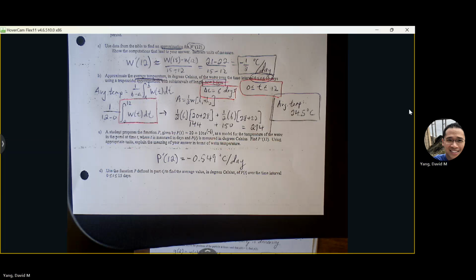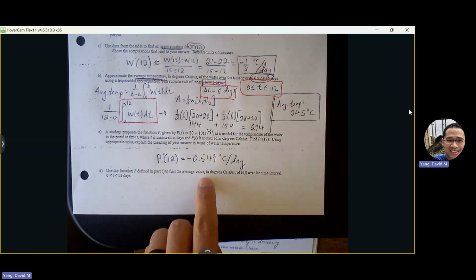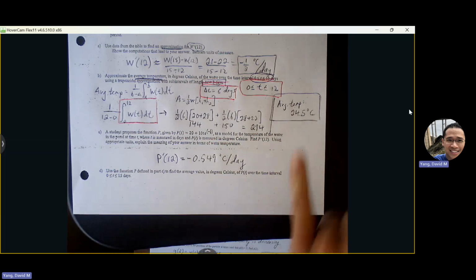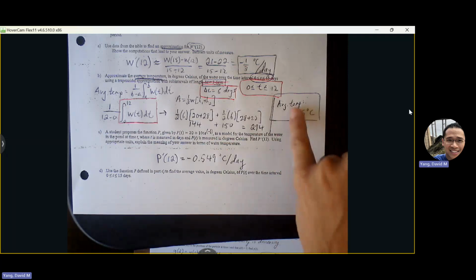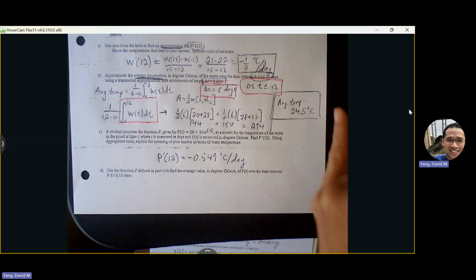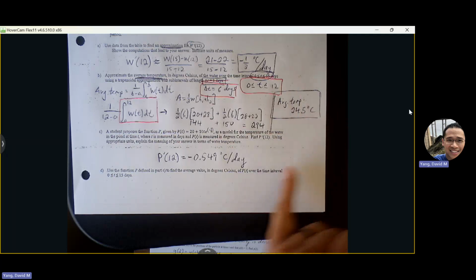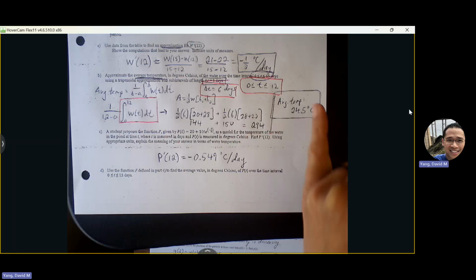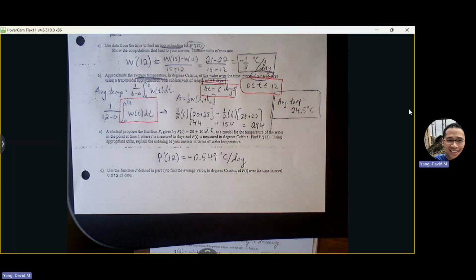All right, part D, use the function P to find the average value. So we're going to be trying to get the same data as part B, but potentially more accurate. Here we saw that the average temperature is 24.5 degrees, and here we should be getting something in that range as well, but just a more accurate version of the approximation.